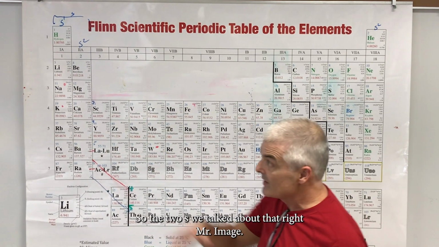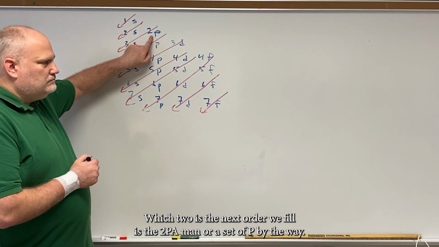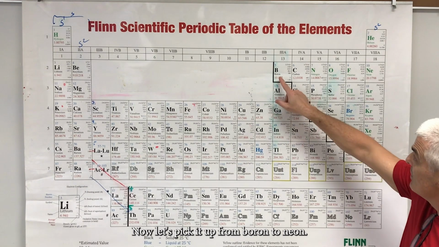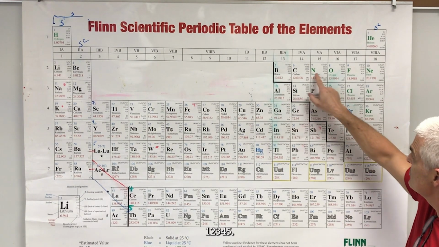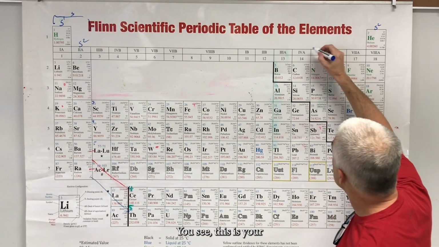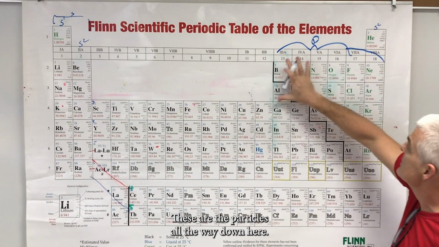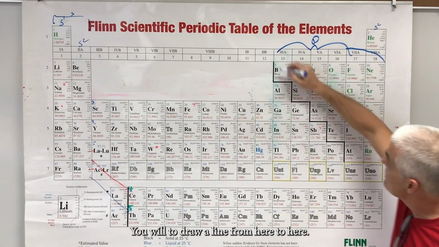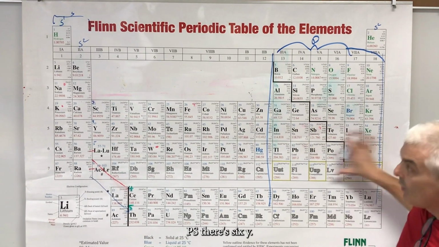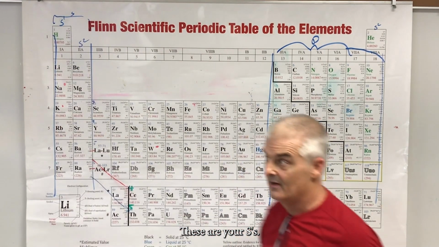All right, so the 2s, we talked about that, right? The next orbital we fill is the 2p. Now, how many are in a set of P, by the way? 6. Now let's make a note. From boron to neon, 1, 2, 3, 4, 5, 6. You see, this is your P block. It goes all the way over here. These are the P orbitals, all the way down here. We're going to draw a line from here to here. P's are 6 wide. These are 2 wide. These are your S's. Are you getting the idea?